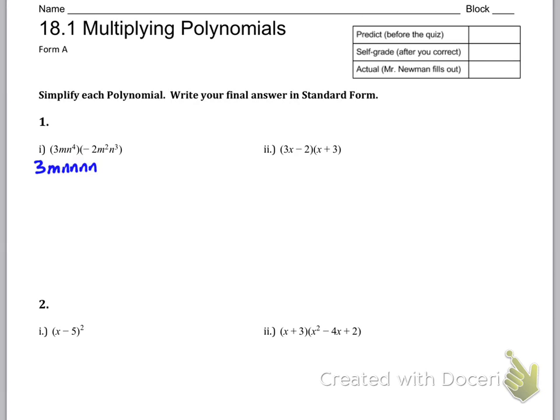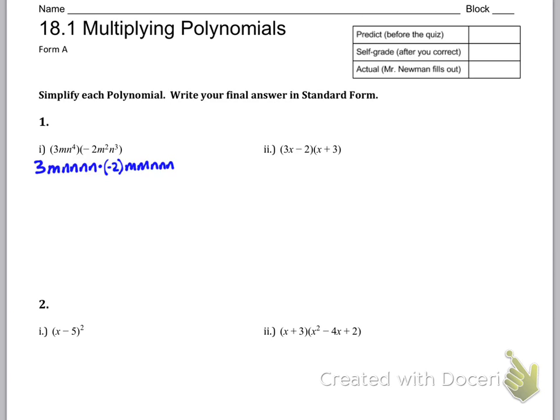I'm going to write this out, expand out the n to the fourth, so it's 3m n is how you write that. And the next one is -2 times -2 m m, and then 3 n's. As long as you write it out and count carefully, you'll get these correct.